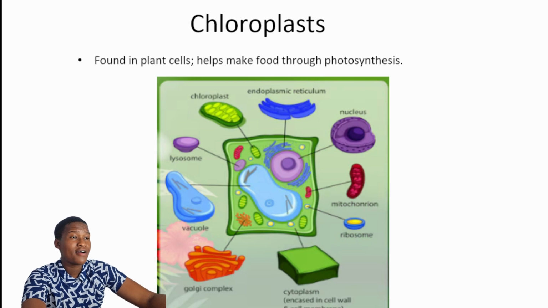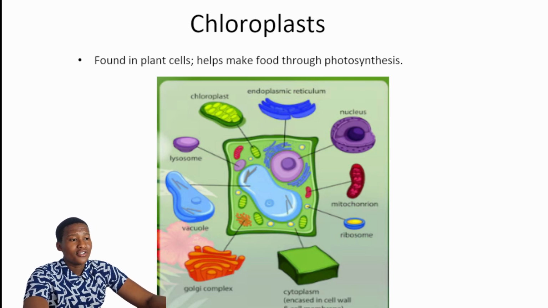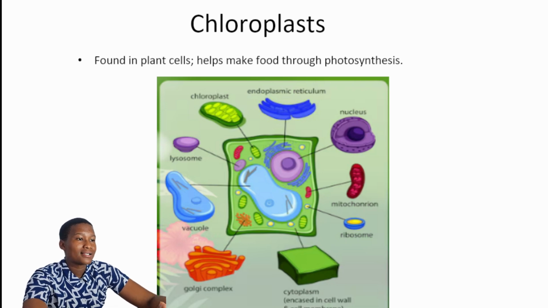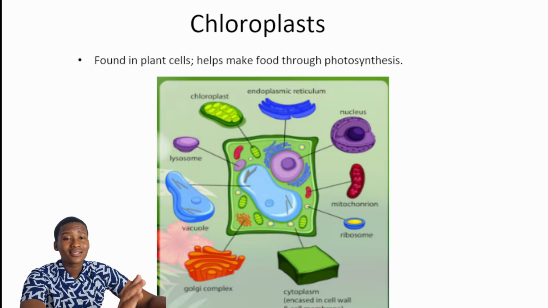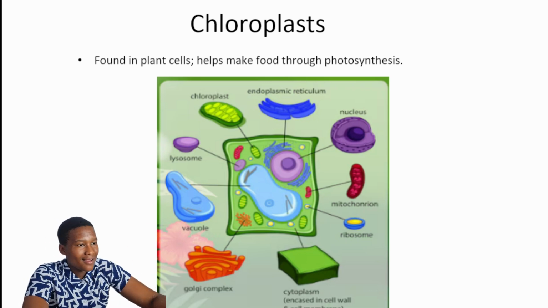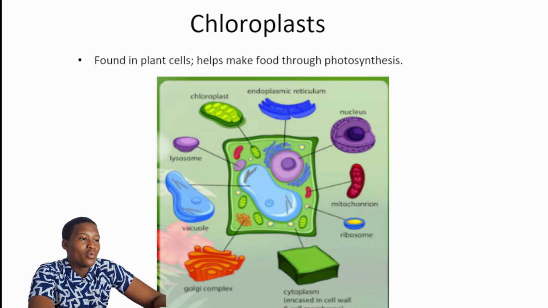Now, organelles that can be found in plant cells only. These are only found in plant cells. Number one is the chloroplast. If you did photosynthesis, it might sound similar to chlorophyll. Inside a plant there are plant cells, the tiny things that make up a plant. You can find the chloroplast, which helps make food through photosynthesis.